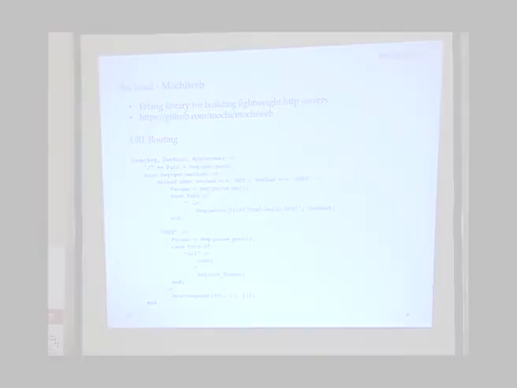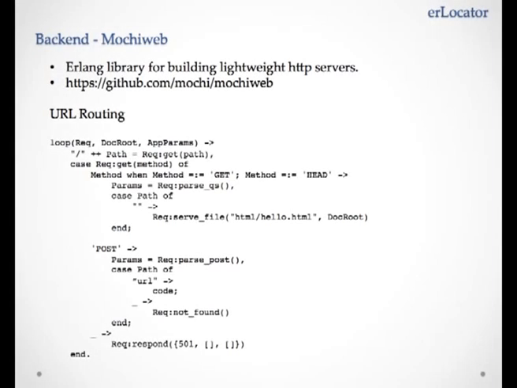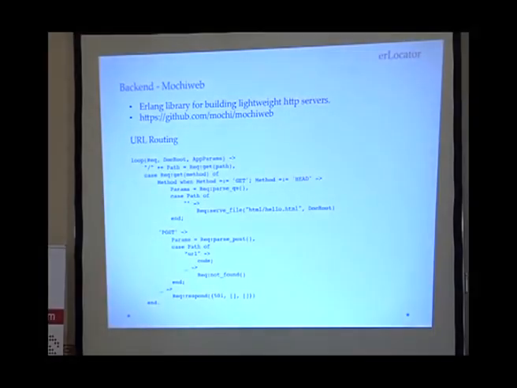For the web API, we use MochiWeb. MochiWeb is an extraordinarily simple set of tools for building lightweight HTTP servers. I'm sure most of you are familiar with it, I would hope. But you essentially run through a loop. There's a case statement inside the loop that switches based on the method that's being called. We implemented HEAD and GET together, and then POST separately, and inside each of those, you just call the code you're going to call for the particular URL in question.